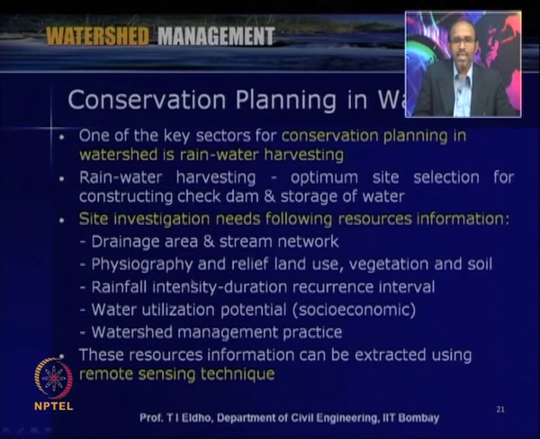Like drainage area and stream network, physiography and relief, land use, vegetation and soil, then rainfall intensity, duration, recurrence interval, then water utilization potential, then socio-economic aspects, then watershed management practices already in the area.